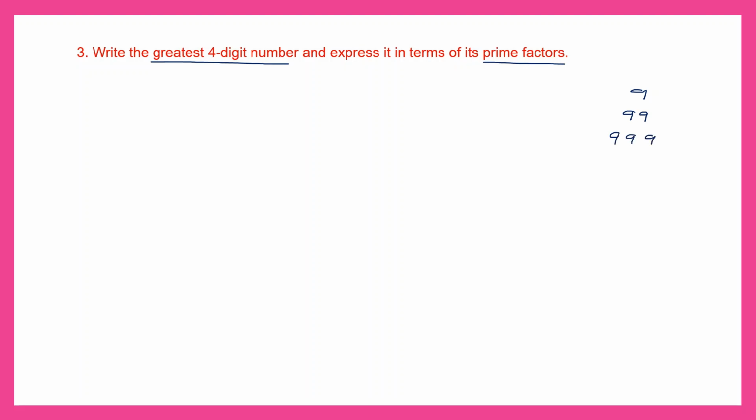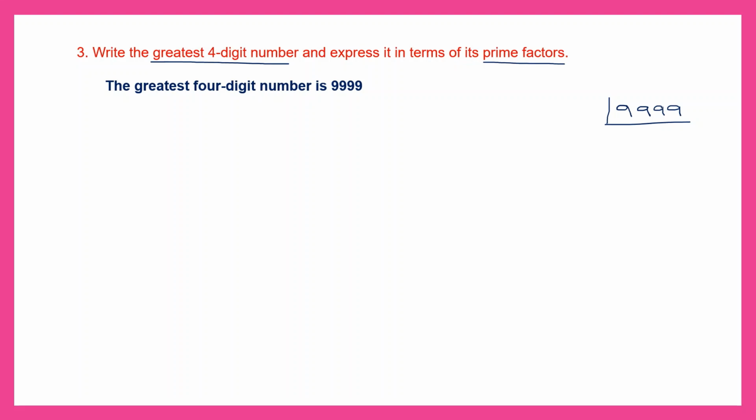So the greatest four-digit number will be 9999. Now our question is to express this number in terms of its prime factors. So let's do that.